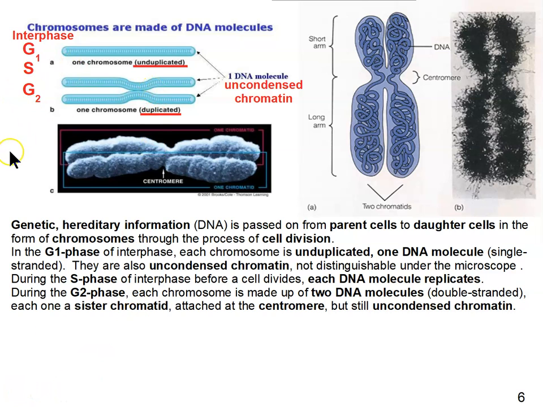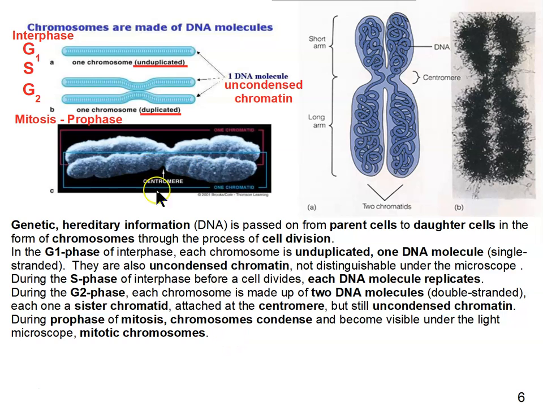Following G2 then is cell division, and that begins with mitosis. Remember, mitosis is nuclear division, and the first phase of mitosis is prophase. And that's when we see the uncondensed chromatin condensing into chromosomes, what we actually can see under the microscope as chromosomes. And that's what this scanning electron micrograph is representing, this transmission electron micrograph and this diagram. The chromatin condenses into what we call a mitotic chromosome, a condensed mitotic chromosome.